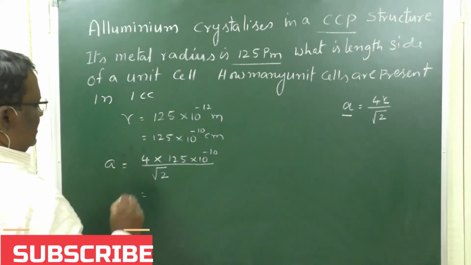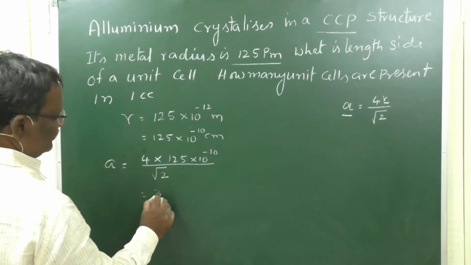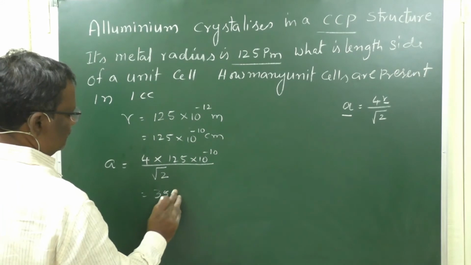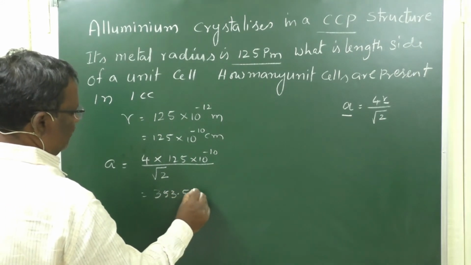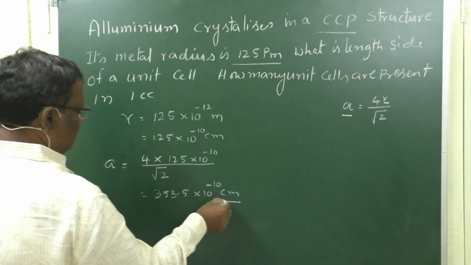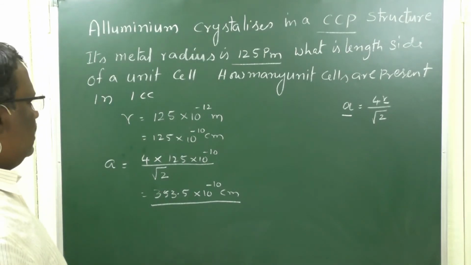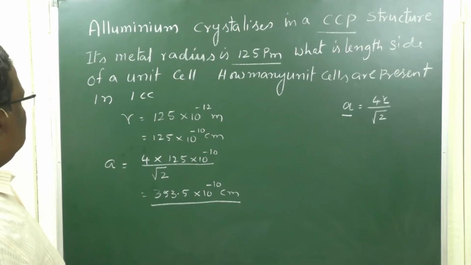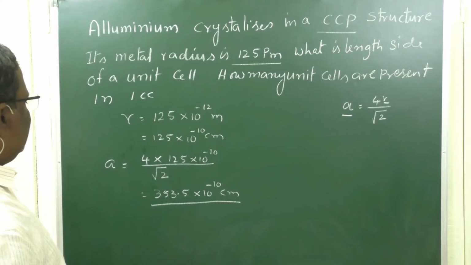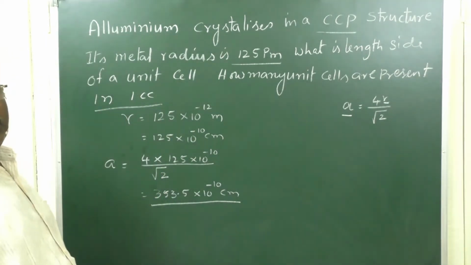On simplifying this, A is found to be 353.5 into 10 to the power minus 10 centimeters. This is A. Now, to find out the number of unit cells in 1 cc, we require the volume of the cube.